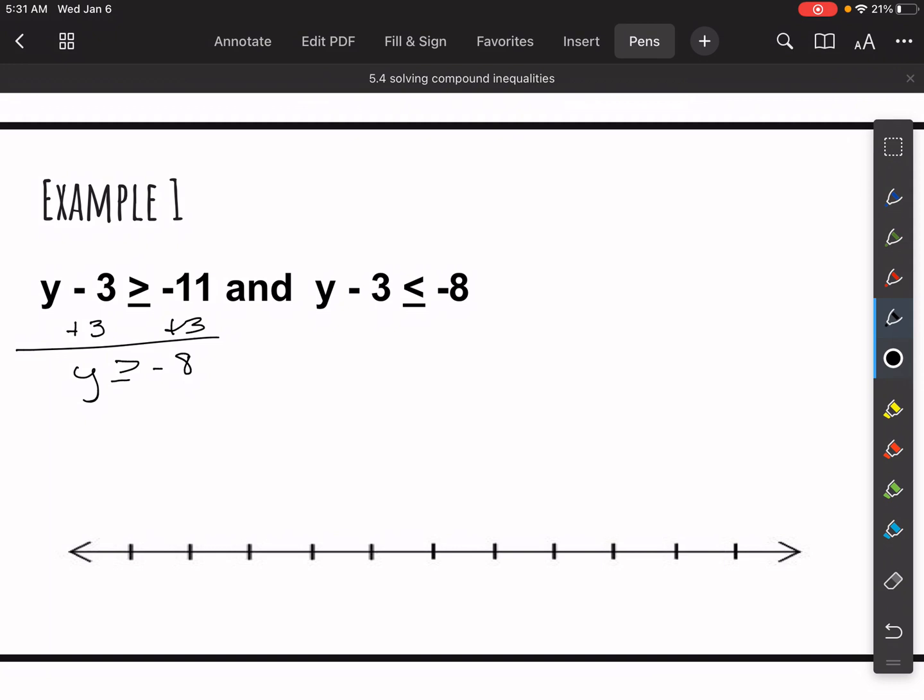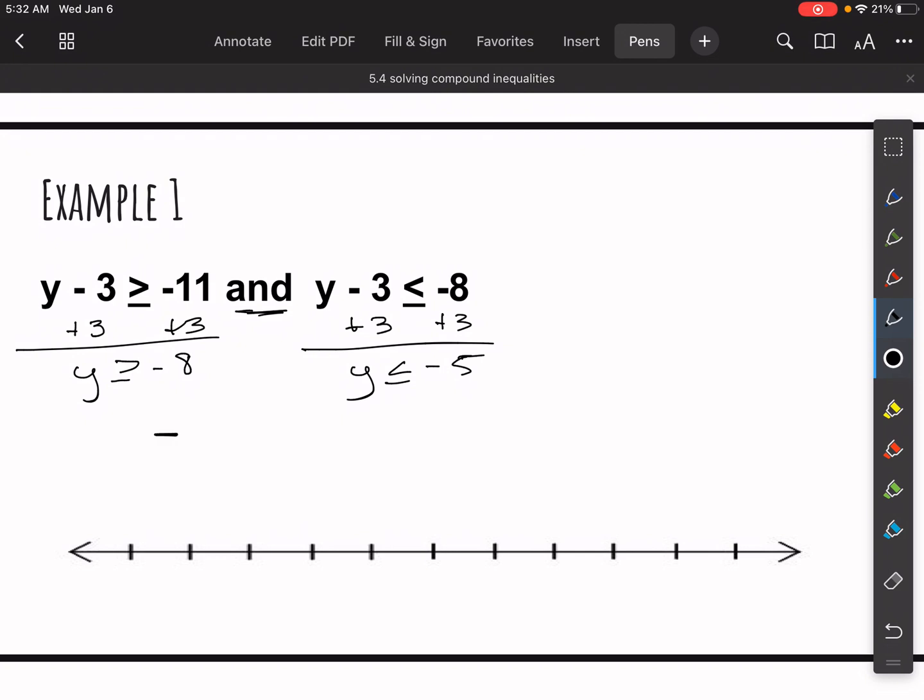And then here, I'm going to do the same thing, add 3 to both sides. And I have that y is less than or equal to negative 5. Okay? And it's joined with the word and, right? So we know that the y value, okay, so it's kind of nice to make a compound statement. I don't know that they're going to make you do this, but I like to make a compound statement. So it's saying y values are greater than negative 8.